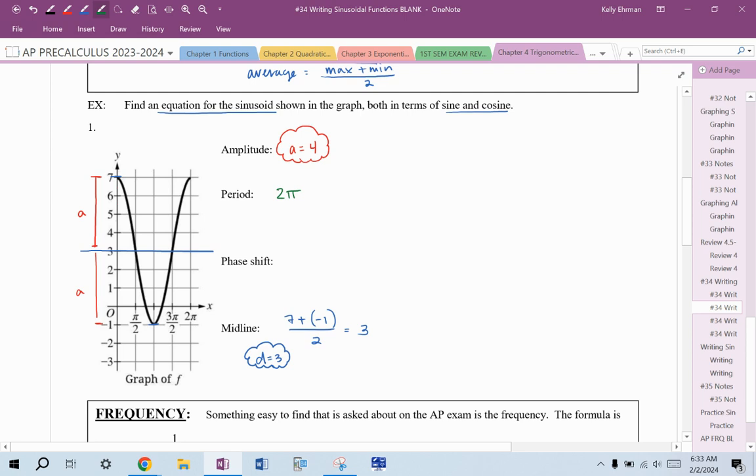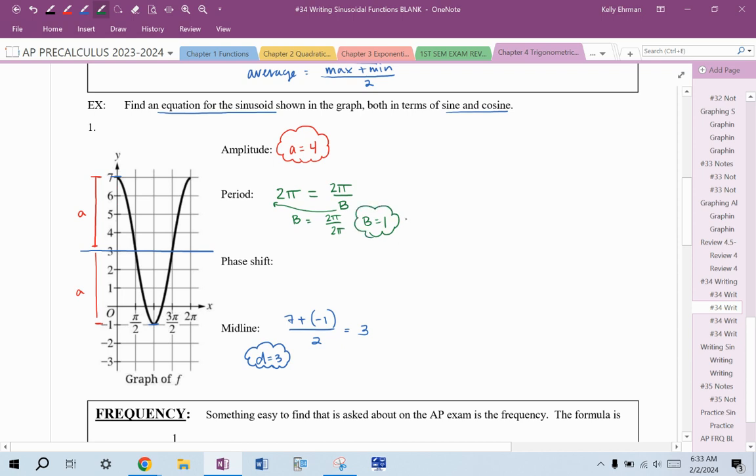So the period 2 pi is equal to our formula for period, which is 2 pi divided by b. Solve for b. So multiply b over here, divide by 2 pi, and we get b equals 1. And maybe you knew that already. We've done a lot of graphing, and if the period is 2 pi, it means that b is equal to 1, but that's fine. We have that.